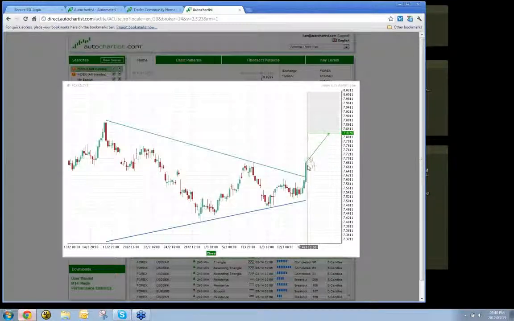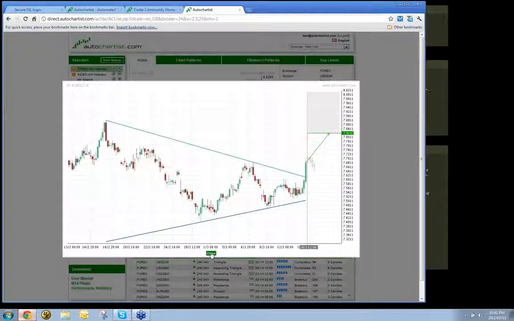Now what has happened subsequent to us identifying this pattern is that candles have formed, right, and the price graph has actually moved. And what you can see is that to the right of the price graph, Autochartist draws some transparent candles, either as a green transparent candle or a red transparent candle. And those are the candles that are formed subsequent to the identification of the opportunity.